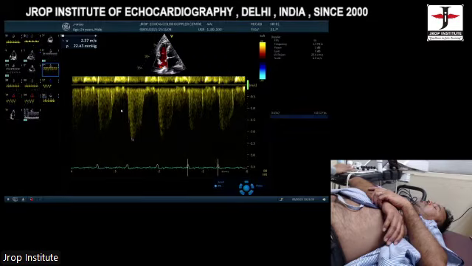So 24 into 0.6 is 13.2. Add 2.1, and 15.3 is the mean pulmonary artery pressure. Any pressure more than 20 millimeters of mercury is considered elevated. Mean pressure. We are not talking of peak pressures.